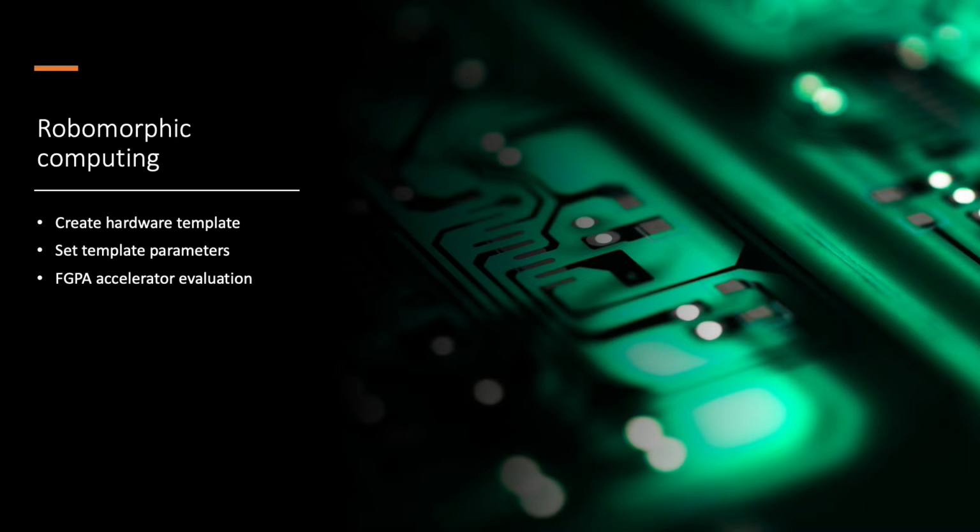It's set template parameters. So once step 1 is done, that means the hardware template has been created, it can be used to create customized accelerators for many different robot models. And in this, they use the number of limbs and links in the robot to set the number of parallel processing elements in the accelerator template.